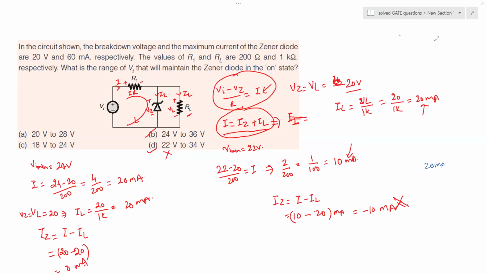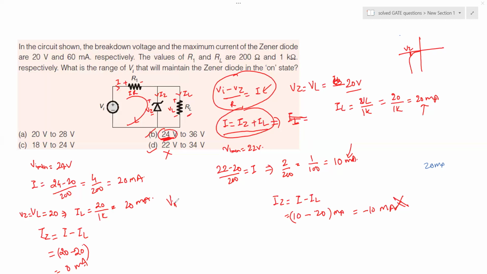So on the characteristics curve, we see that you are at the onset of VZ, making the Zener turn on with the application of 24 volts. Your Zener is on the onset of turning on. So this voltage is the minimum voltage you want, that is, equal to or greater than 24 volts.